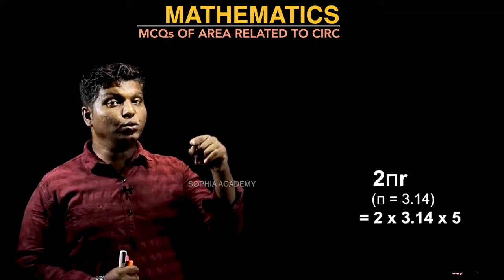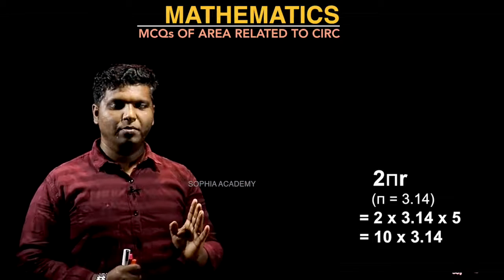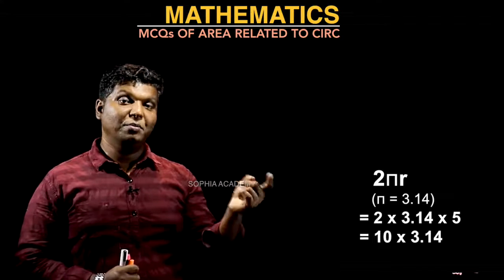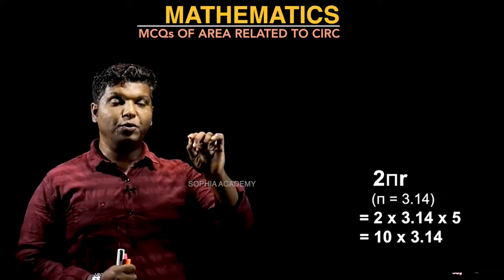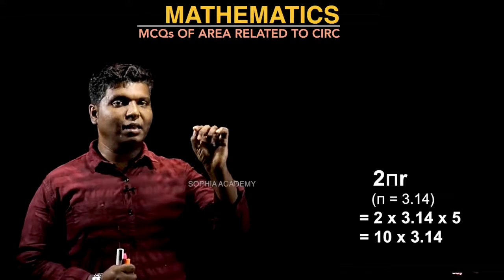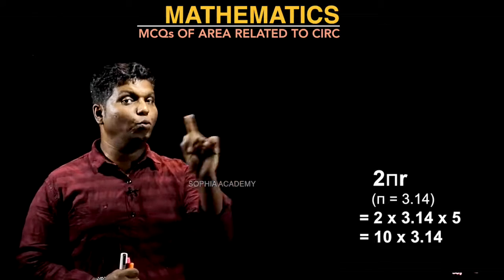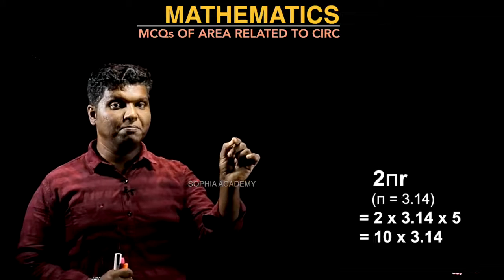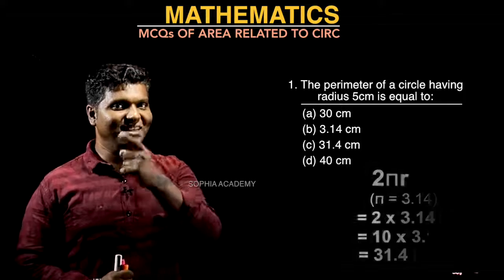So 5 2s are 10. So 10 into 3.14. Whenever you have a decimal number and you have to multiply it by 10, rather than multiplying, you have to take the decimal point and move it one place towards the right. So 3.14 will become 31.4. So the answer is 31.4.